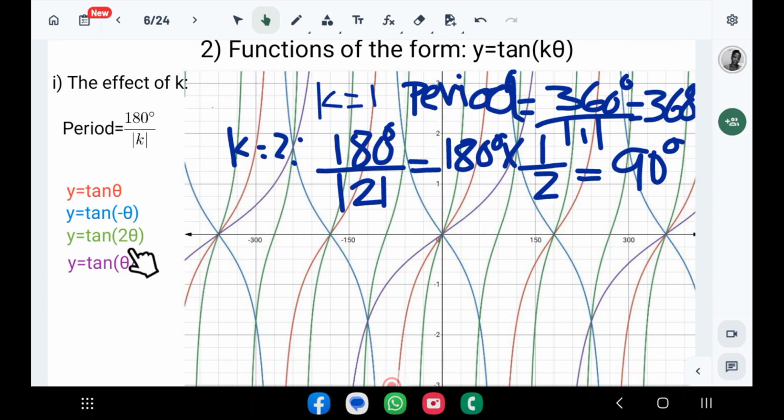So it makes sense that your period now has been halved to 90 degrees. Now what happens when your k is equal to a half? What happens to the period? The period becomes 180 degrees divided by the absolute value of 1 over 2, because that is our k.